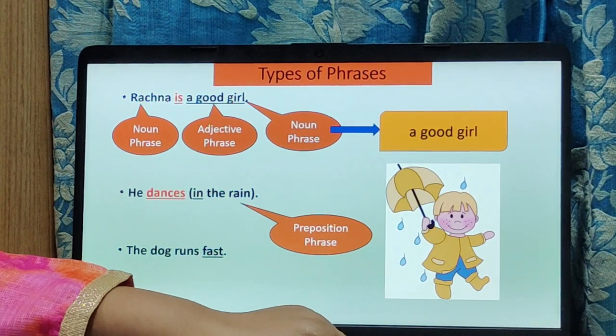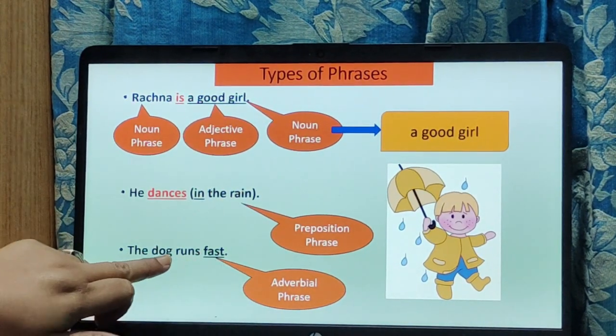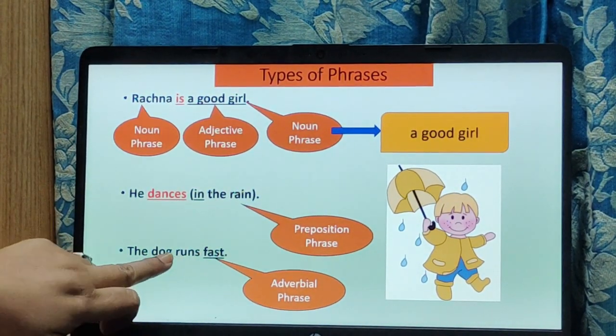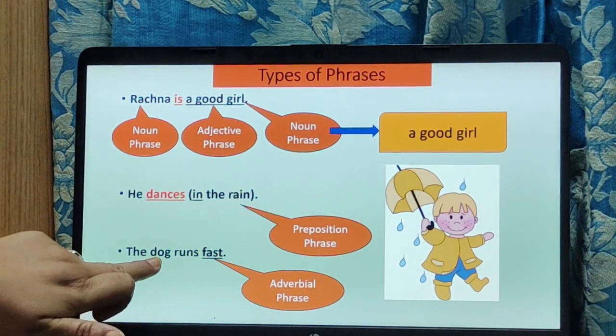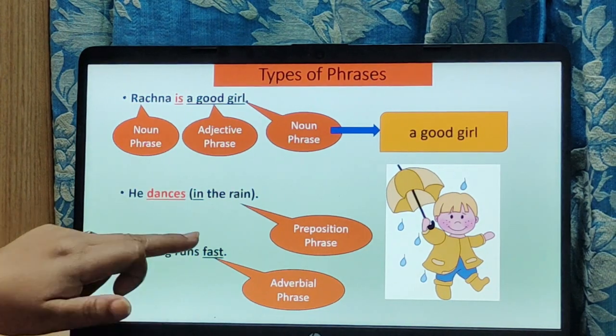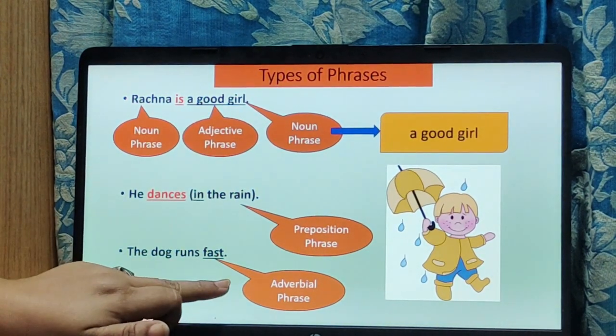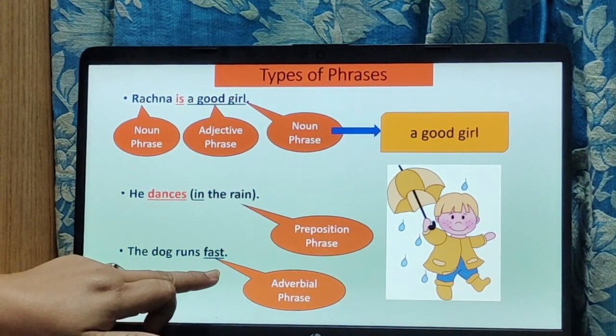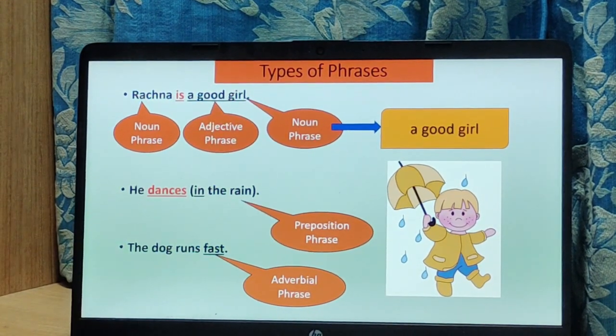Okay. Now again, "The dog runs fast." Here, runs is the verb. Who runs fast? Dog is the subject of the sentence. How does the dog run? Fast. This is known as the adverb, and therefore it's the adverbial phrase in the sentence.